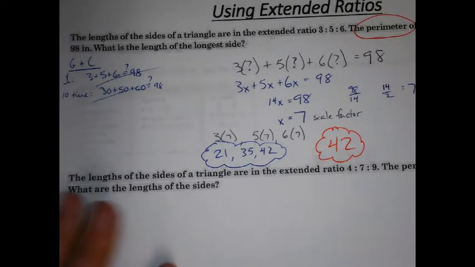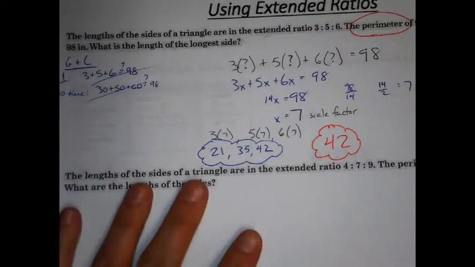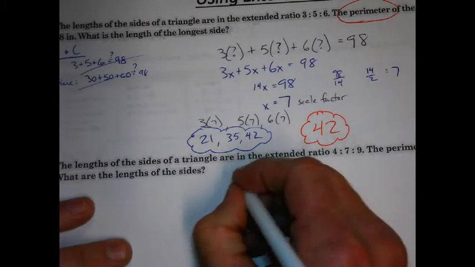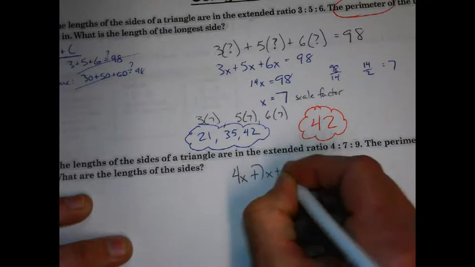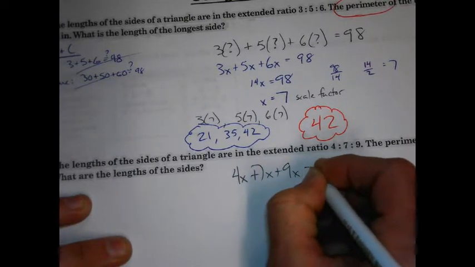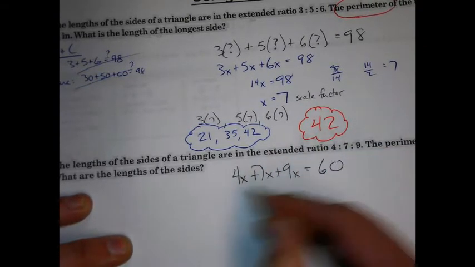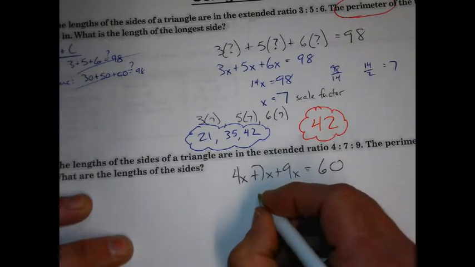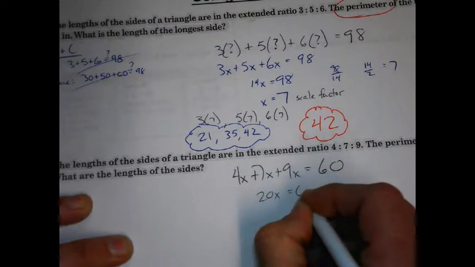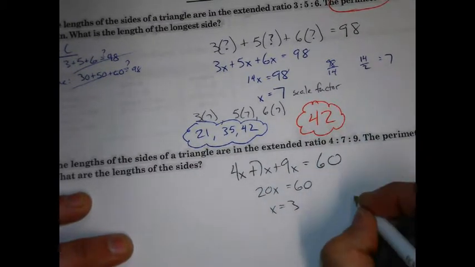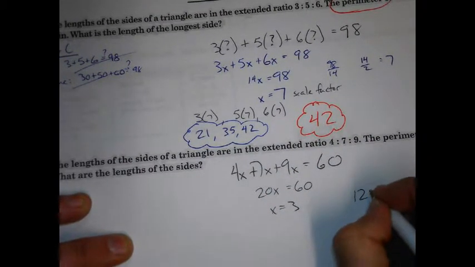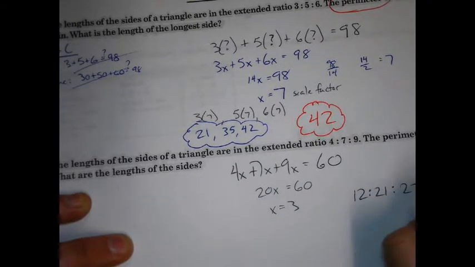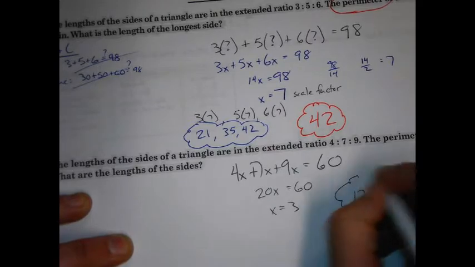And the next question, it's all three sides. So we do the same thing. So 4 to 7 to 9. Watch how fast we can do this. 4x plus 7x plus 9x equals 60. Now why am I doing that? Because I want to find the scale factor. So 20x equals 60. X equals 3. The scale factor is 3. So I'd have 12 to 21 to 27. These would be the three sides. That's how fast you can apply this.